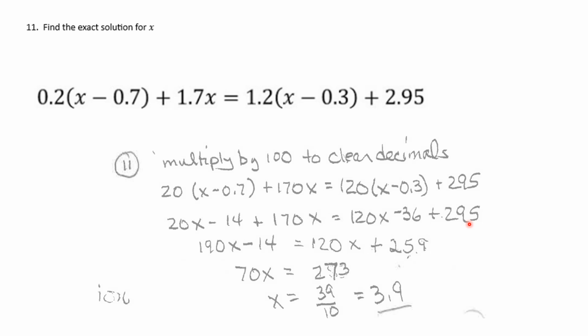You collect like terms, and here you get 190 minus 14. Here you get 120 plus 259. You add 14 to both sides and subtract 120x from both sides. You get 70x is 273. And if you divide and put it in lowest terms, you get 39 over 10, or 3.9, as your solution to number 11.